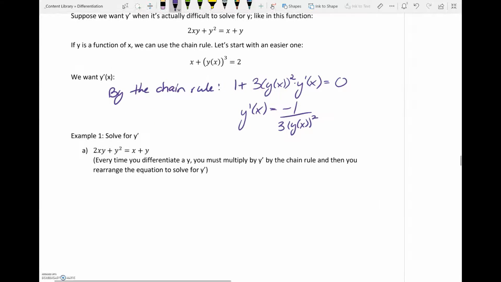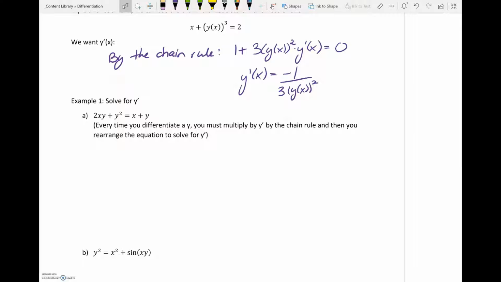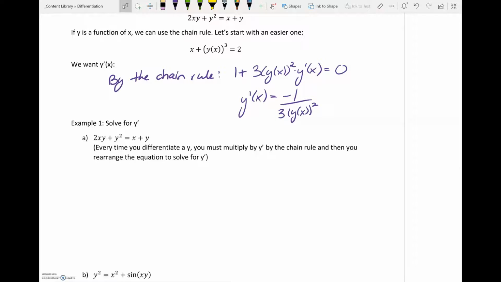So now let's try another example. We'll do the one that we were looking at before: 2xy plus y squared equals x plus y. We're going to use a similar method to the one we did here. We're going to apply the chain rule. So when we're applying the chain rule, every time we differentiate with respect to y, that means by the chain rule we have to multiply by y prime, and then we're going to rearrange the equation to solve for y prime. So let's try this out.